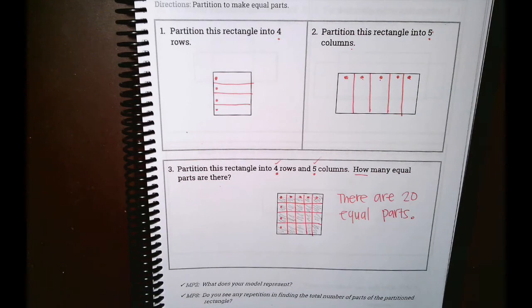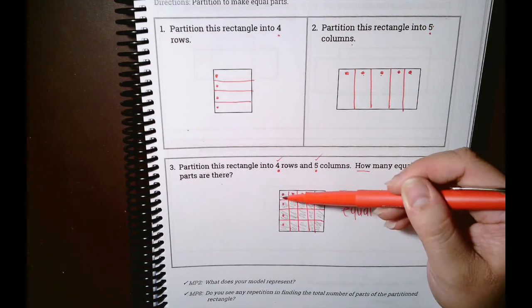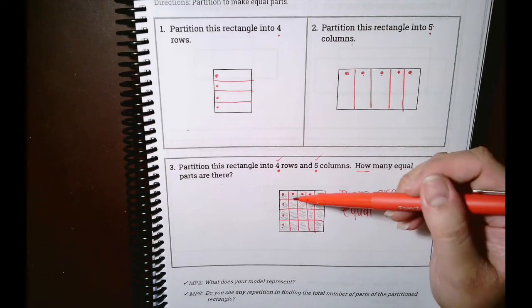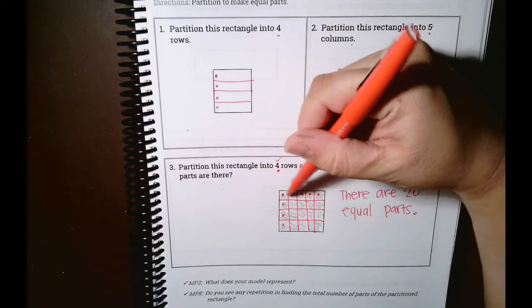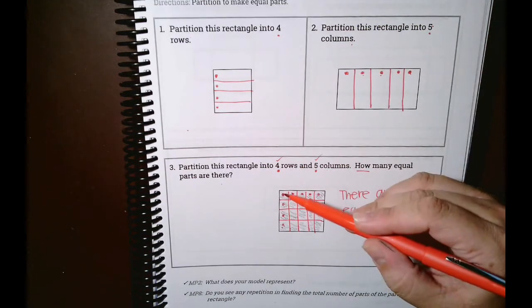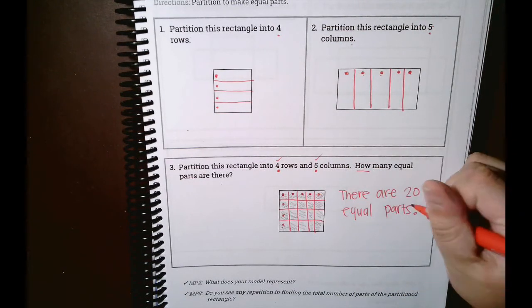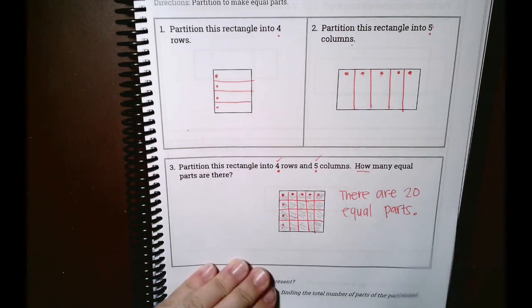Can anybody else think of a faster way to count how many equal parts there are? Good, you can skip count. So you can skip count by 5, 10, 15, 20, because there are 5 in each, or we can count by fours, 4, 8, 12, 16, 20. Either way, there are 20 equal parts. However you feel comfortable is the way that I want you to do it.